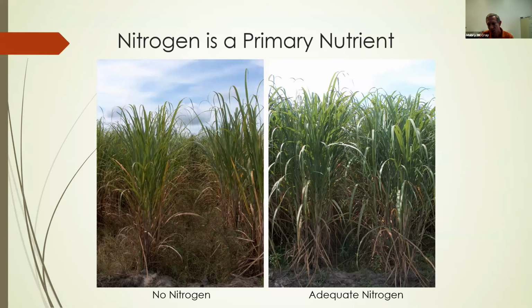illustrating that on our sand soils in Florida, on soils in Florida in general, except for the muck soils south of Lake Okeechobee, if you don't apply nitrogen, you won't get much of a crop produced. So, emphasizing the point that nitrogen is a primary nutrient and it needs to be supplied to the crop at the right time for that crop in order to produce a successful crop.